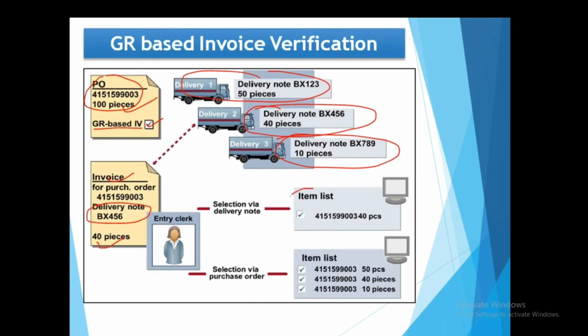the system proposes only that delivery, not all the purchase order deliveries. If you do selection via delivery note, or even via purchase order, the system will propose three items separately. In our previous PO based invoice verification, it comes as a single line item, but here it will show as three line items. So this is the GR based invoice verification. Now we will see this in the system.